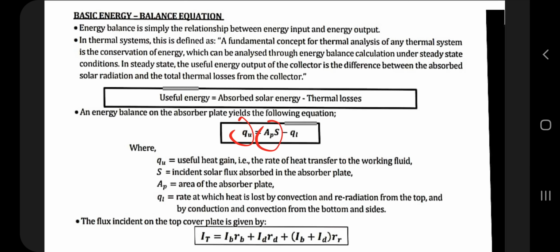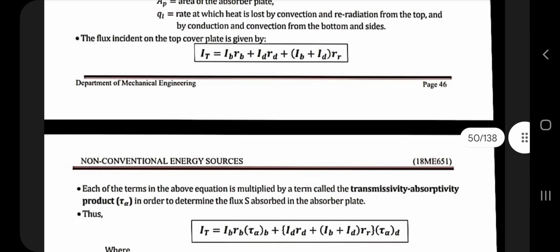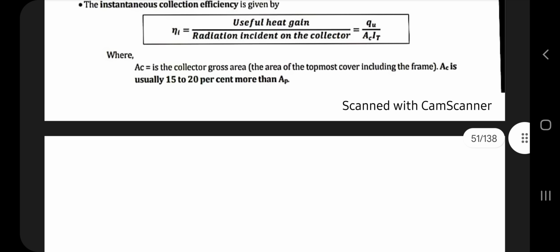QU is equal to APS minus QT, which is nothing but useful energy is equal to absorbed energy plus thermal losses. How much you absorbed and how much it's lost, add that. That's what the input you are given with, right? That's what it's mentioned here. Some few points are there, you can go through it.